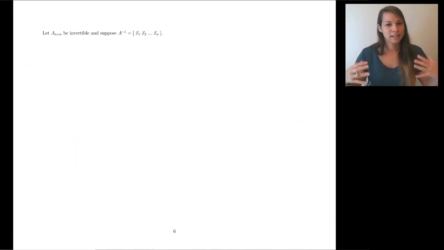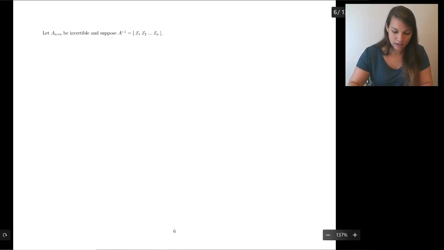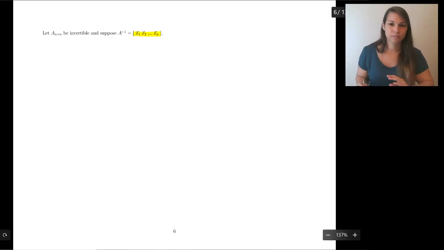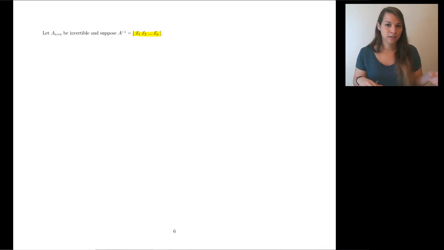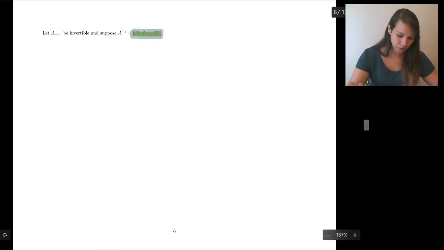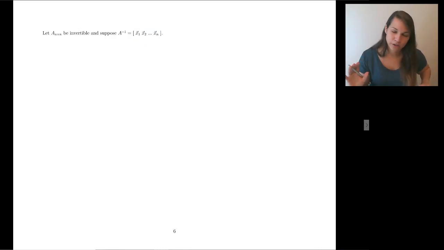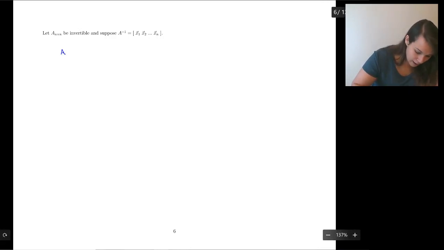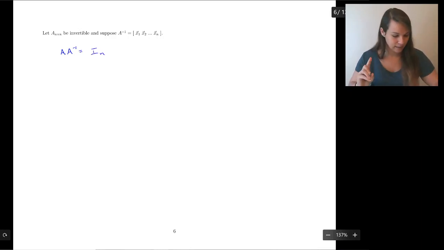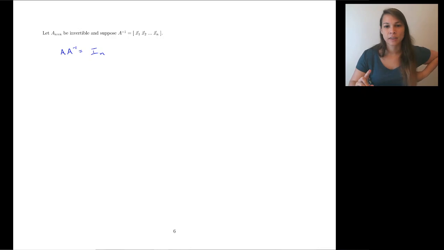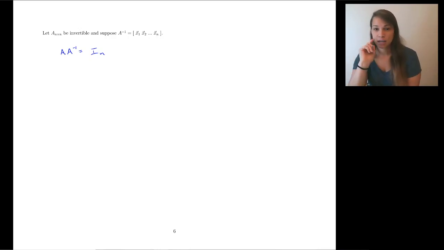Let's suppose that A is invertible. That means we have A inverse. And I'm going to say it has this form. It has columns x1, x2, all the way up to xn, and we don't know what they are. How can we find them? Okay. What we do know is A times A inverse equals the identity matrix. That is a thing we know. I know things about vector or matrix multiplication.